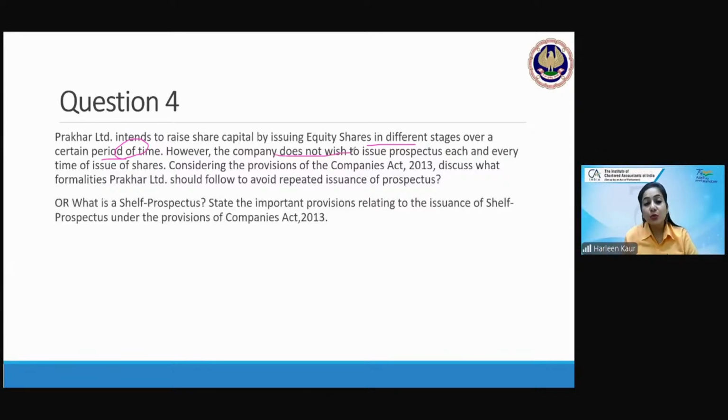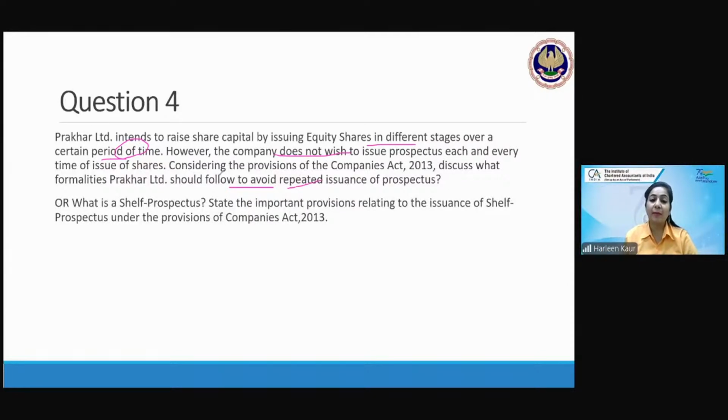The company does not wish to issue a prospectus every time. So companies like us do not want to go again and again. SEBI is a very big body. You have to do so much compliance for SEBI. So it says one time I will do it once and for all. For 1 year at least, I'm relaxed. I can issue in different stages. So considering the provisions, discuss what formalities need to be done to avoid repeated issue of prospectus.